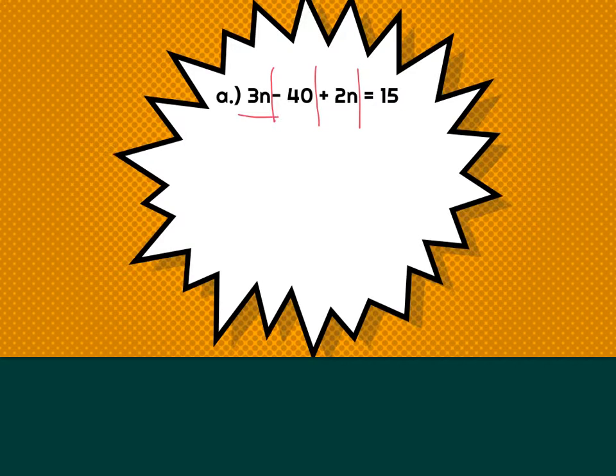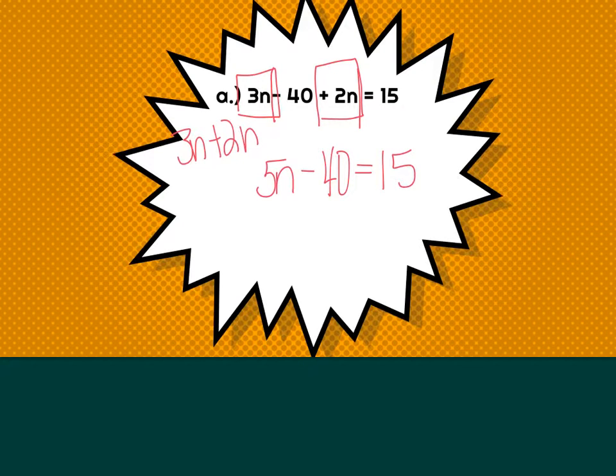You can see that 3n and 2n can be combined because they both have the same letter variable n. Negative 40 or minus 40 does not have any other constants, so that one will not need to be combined with anything. So 3n plus 2n equals 5n. Then we bring down the minus 40, the equal sign, and the 15. Now we're ready for the next step. Now we need to undo the addition or subtraction. In this case we are subtracting 40, so we do the inverse operation of add 40.